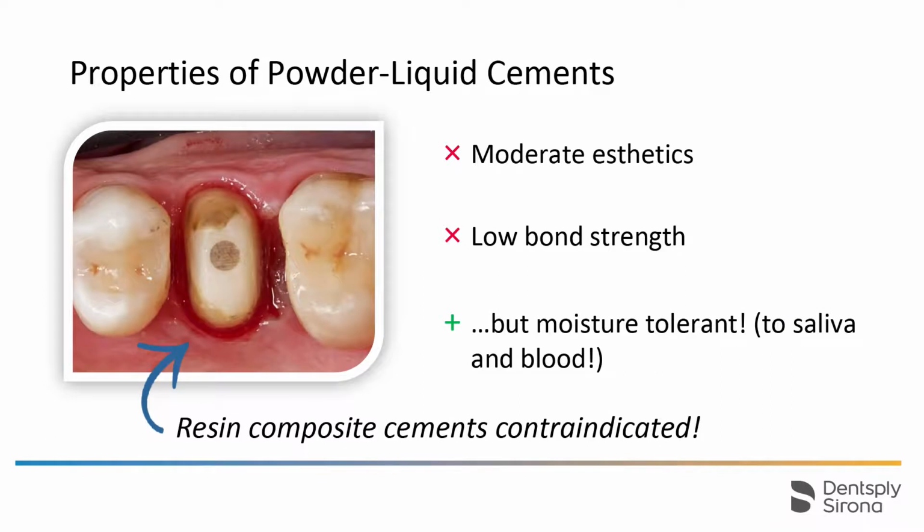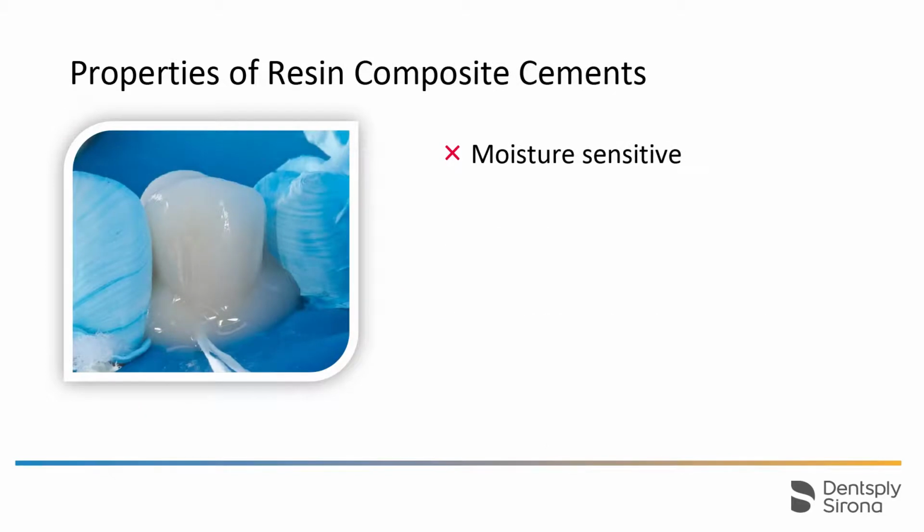A big advantage of powder liquid cements is their tolerance to saliva or blood. If dentists have difficulty keeping the tooth to be treated dry during the cementation procedure, as seen in this picture, a powder liquid cement is then indicated. Resin cements cannot be used in such situations. Let us now turn to resin cements.